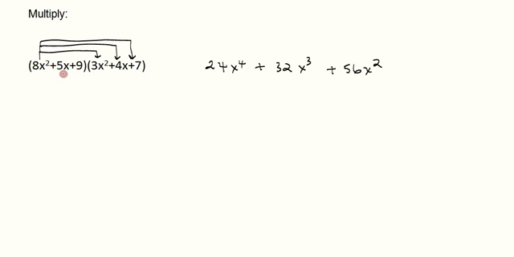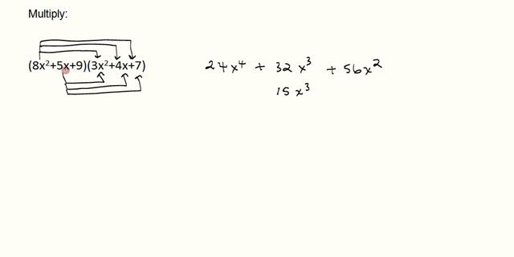Now we do the same thing with the 5x. We take the 5x and we multiply it all the way through the second polynomial. And when we do that, we get, well, 5x times 3x squared. Well, 5 times 3 is 15, and x times x squared would be x cubed. So we're going to have 15x cubed. Let's go write that down right underneath this one, so we have the like terms lined up.